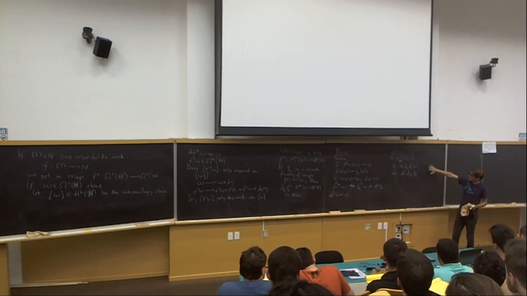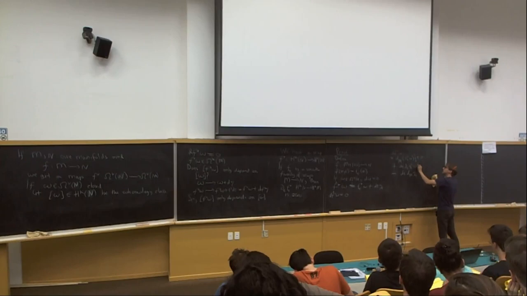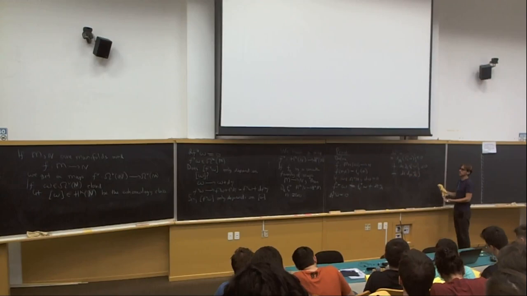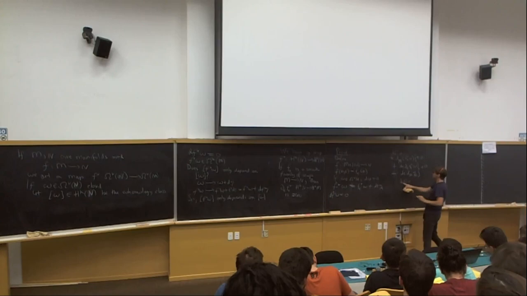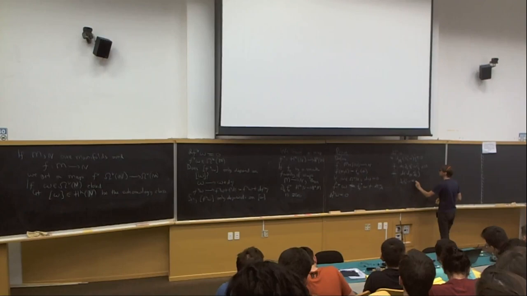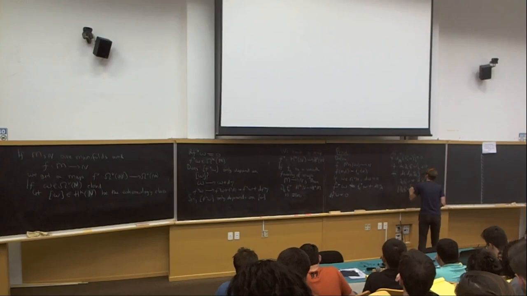So this piece doesn't have a dt, so this must be zero just by itself. And this piece is the sum of two pieces, each of which has a dt. So these must sum to zero. So we conclude that the variation, if I differentiate with respect to t what this family of things looks like, it is the de Rham operator applied to something. Therefore, the cohomology class doesn't change.